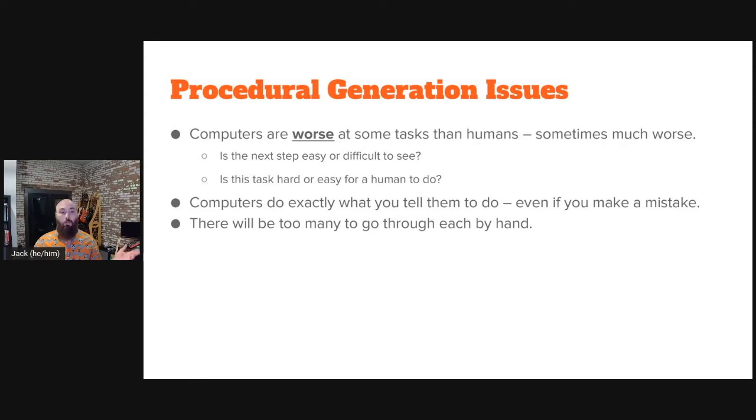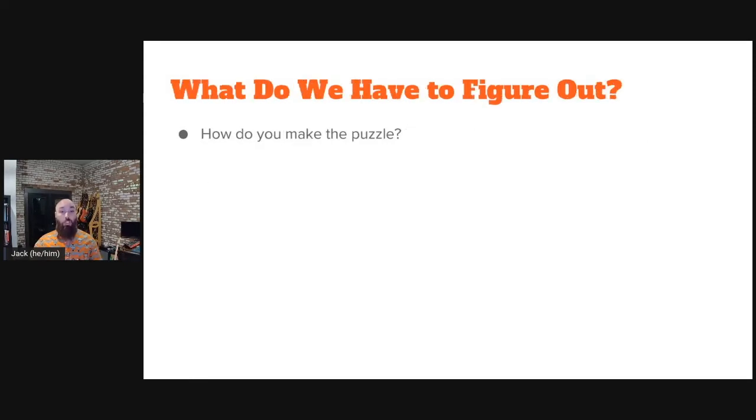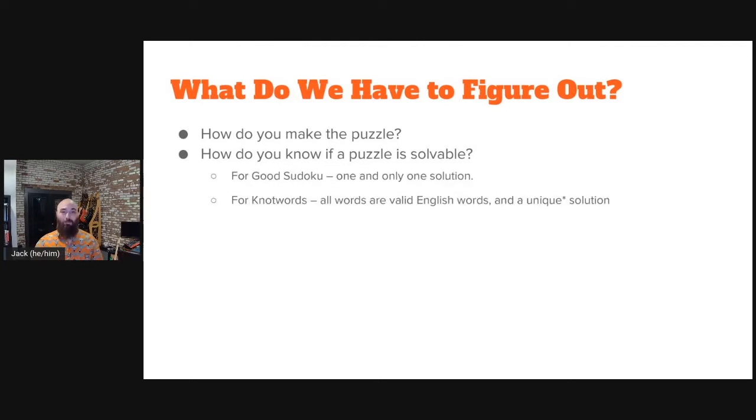So while Zach and I were in this position, we started thinking about this. These were the problems that we needed to solve. We needed to make the actual puzzles. We had to figure out if the puzzles themselves were solvable, not just that we made something that we think is a puzzle. We have to know that they're solvable before we send them out to people and have them try to play them. For Good Sudoku, that's one and only one solution to a puzzle.